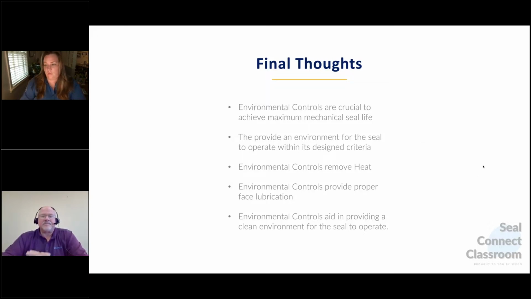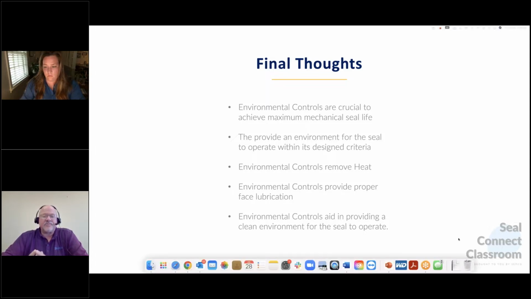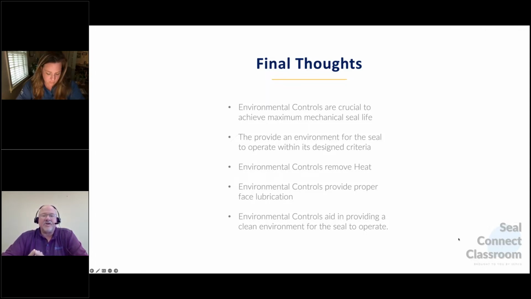Final thoughts. As we've discussed during this podcast, environmental controls are crucial to get maximum seal life. You've got to run the seals within the design criteria and the limitations that you have. The environmental controls remove heat. The environmental controls will provide proper lubrication for the seals. The environmental controls provide a clean environment for the seal to operate.